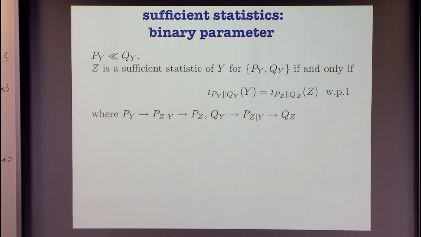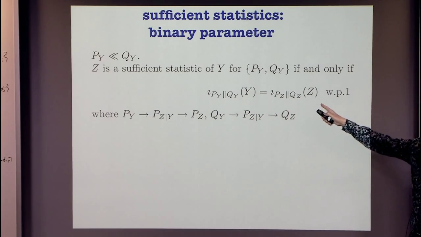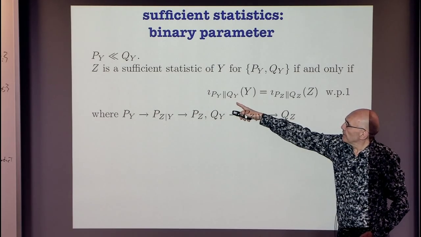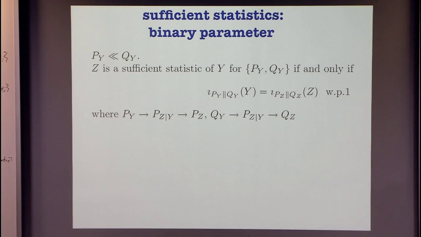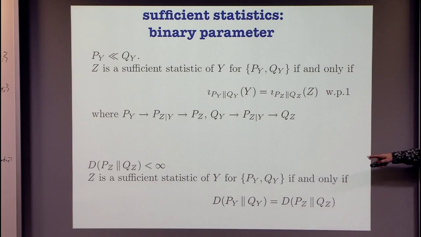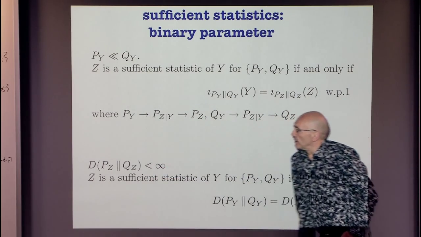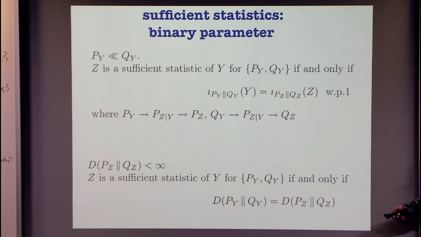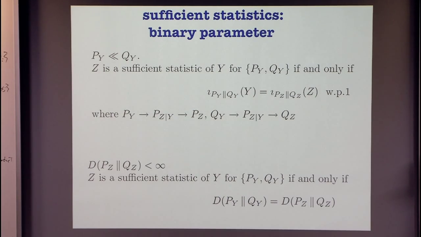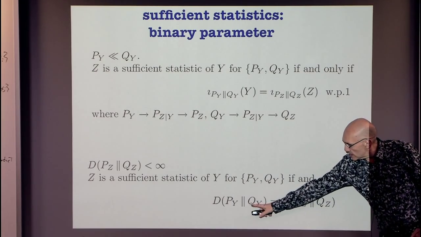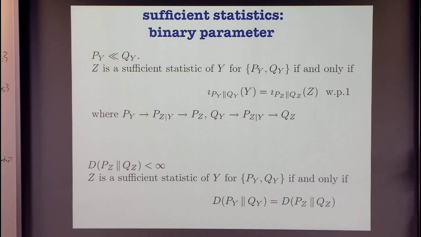All right, so in the case of a binary parameter, so the model only consists of the two distributions, then this boils down to the information density, the relative information, with the data being the same as the relative information with the statistic. And then if the relative entropy at the statistics is finite, then you might as well use this easier condition where the data processing is satisfied with equality. But if it's not finite, the fact that this is infinite equals infinite does not imply that you have sufficient statistics. So this is more general.